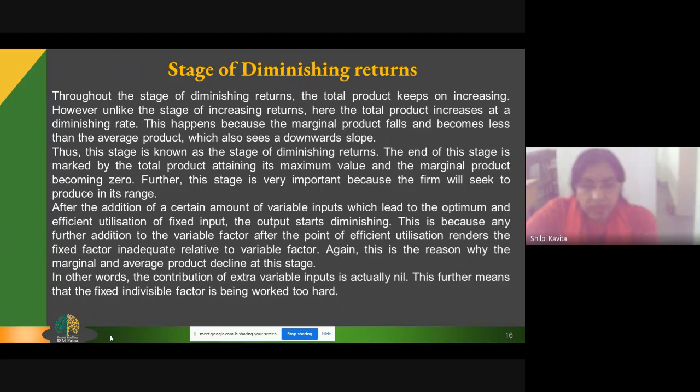Now, in the first stage, we saw the increasing returns to scale because there was abundant fixed factor as compared to the variable factor. As we started increasing the variable factor, the fixed factor became less as compared to the variable factor and the diminishing returns started coming. So the contribution of extra variable input is actually nil. That means further that the fixed individual factor is being worked too hard. Fixed factors are overutilized. And this is the stage of diminishing returns.